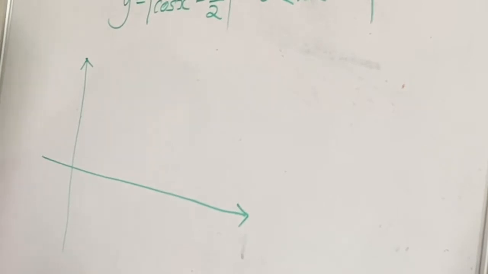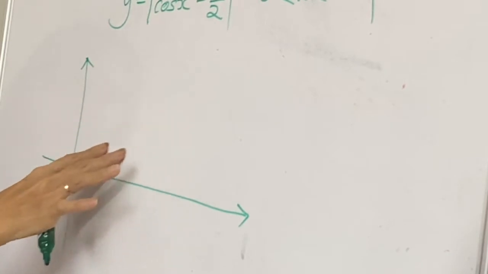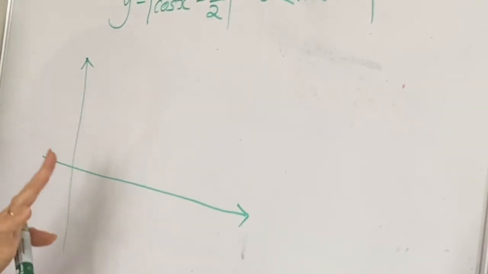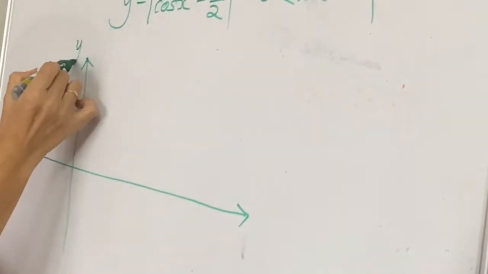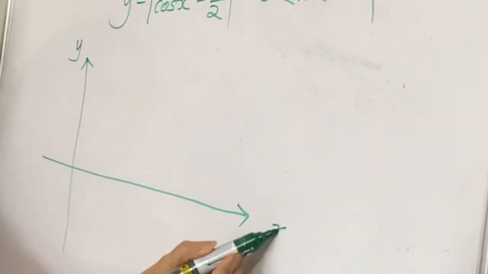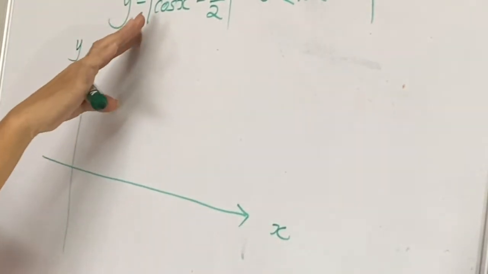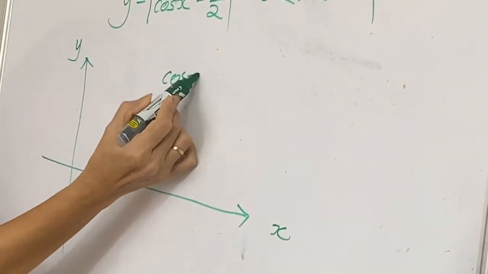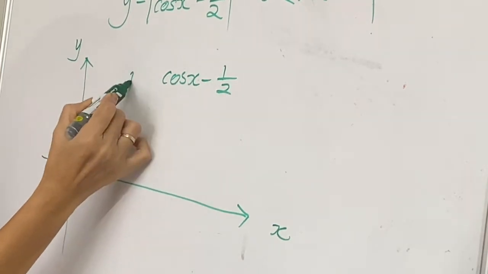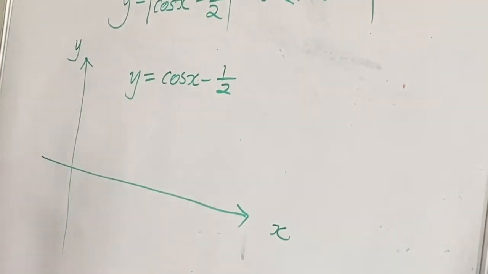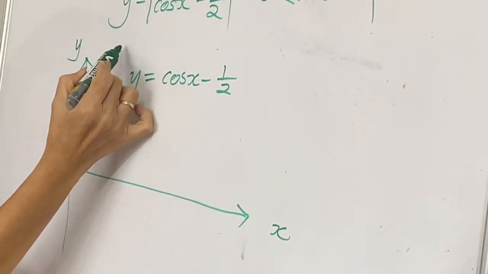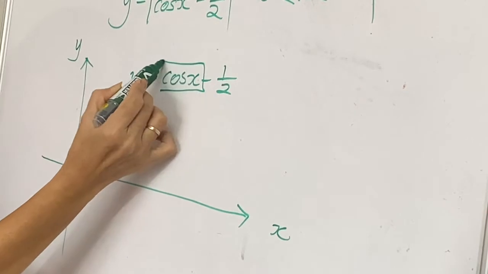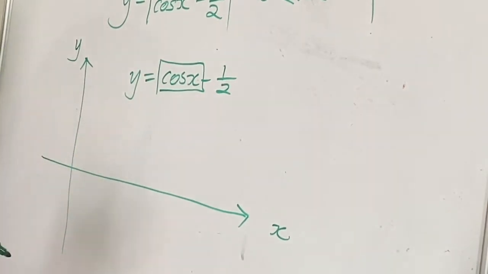So in order to sketch a modulus graph, we expect all the y values will be positive. So we label y here, and this one is x. First of all, we try to throw away the modulus. If you throw away the modulus, you will have the graph like this. So the original graph that you should think of is cos x, the mother of the graph.